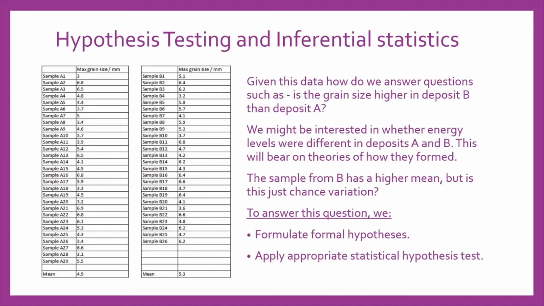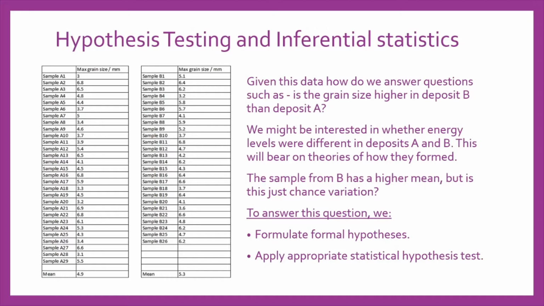Given this data, the sort of questions we might ask are, is the grain size higher in deposit B than deposit A? The reason we might be interested in this is that it would tell us whether the energy levels were different in both deposits or not. Now we can see from the data that our sample B has a higher mean value than deposit A. However, we don't know whether this mean value has happened just by chance through variation.